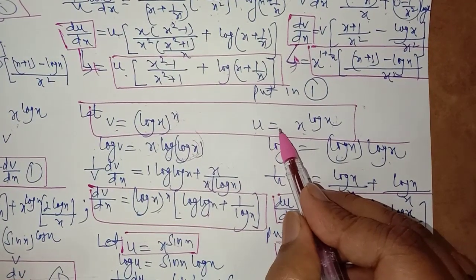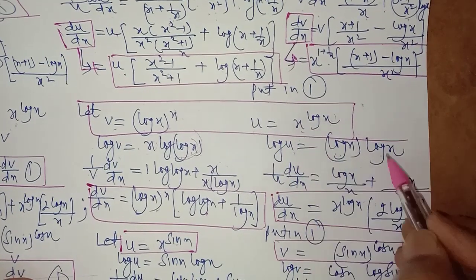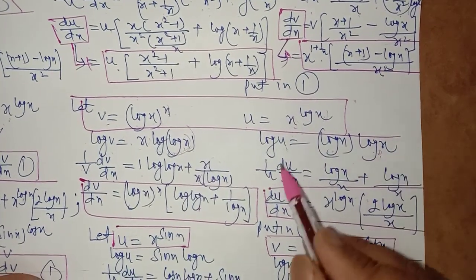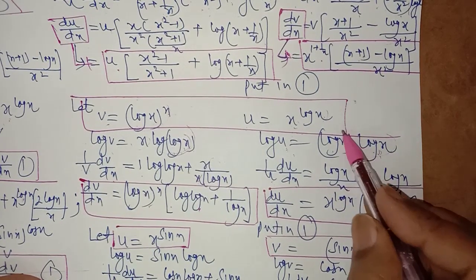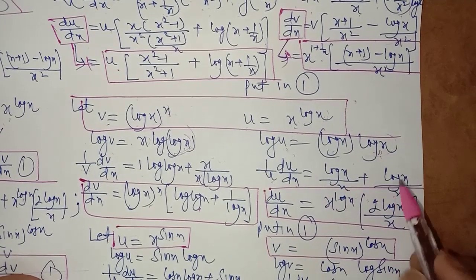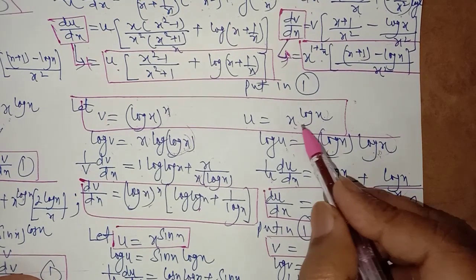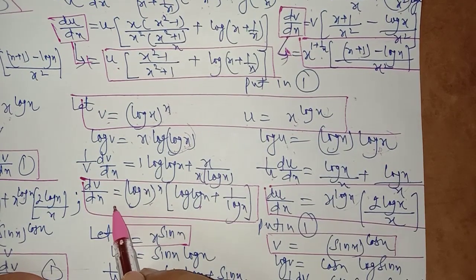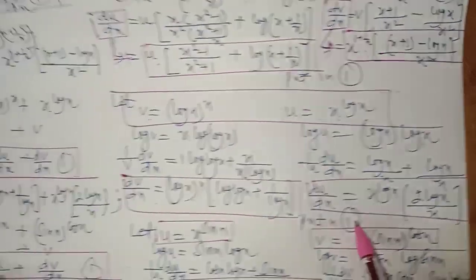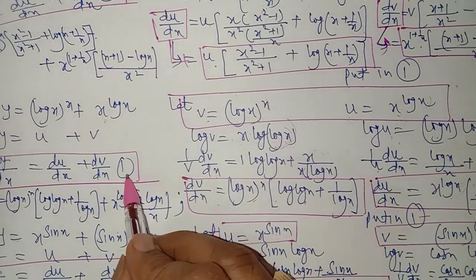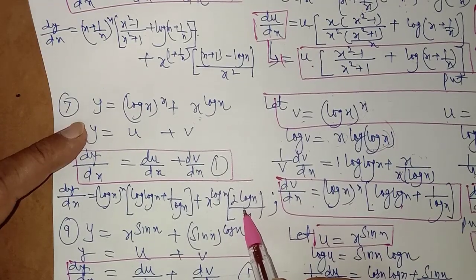Now this is u, so for du upon dx, taking log, log u will be equal to log x multiplied by log x. Then 1 upon u du upon dx will be, first of all, the derivative of this, which I have taken as 1 upon x, and then 1 upon x. These both are the same, so you can write twice log x upon x multiplied with u, and the value of u is x raised to power log x. So this is dv upon dx, this is du upon dx. You can put this in step number 1, and step number 1 is this. So du upon dx and dv upon dx you can replace here.